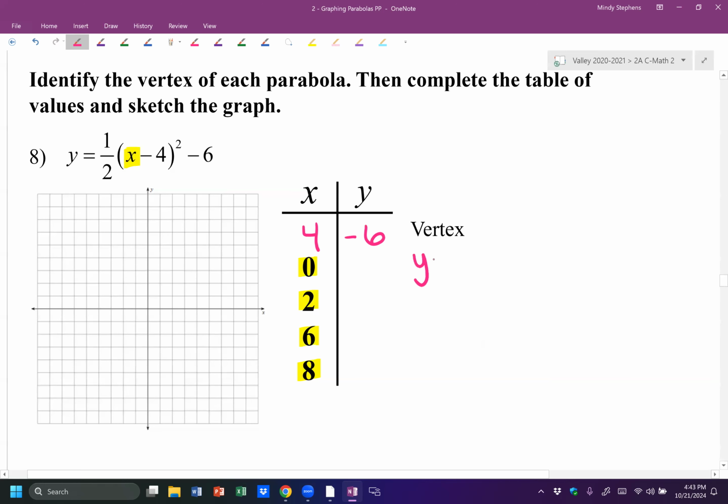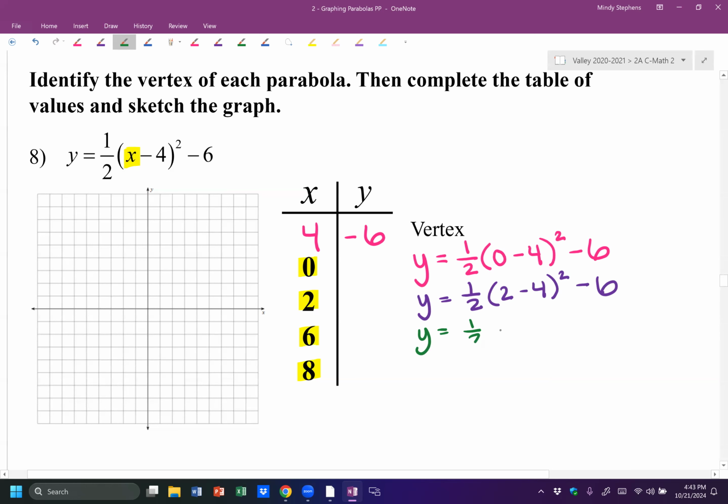So the first one, I'm going to have Y equals 1/2, and then I'm going to put a 0 where the X goes. So 0 minus 4 squared minus 6. Then I'm going to plug in the 2. So Y equals 1/2 times 2 minus 4 squared minus 6. And I have Y equals 1/2. I'm putting in a 6 now. So 6 minus 4 squared minus 6. And the last one, I'm going to put in an 8. So Y equals 1/2 times 8 minus 4 squared minus 6.